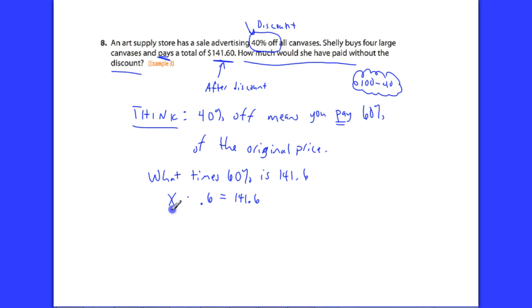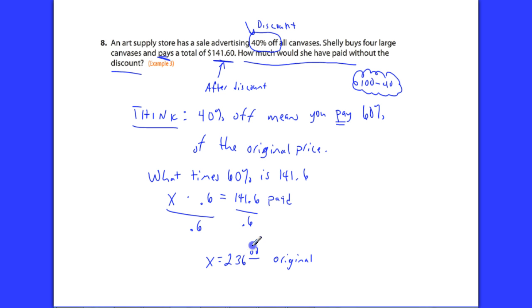All right, so some number times 60% gives me the amount I paid. So P-A-I-D there. So if I saw this x times 0.6, remember the trick there? Just divide by the number multiplied. Divide 141 divided by 6/10. That cancels out there. X is equal to $236, and that was the original price.